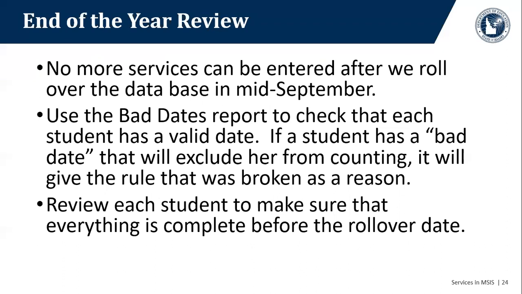So again, this is something where in an emergency, you could call Julissa and she could help make those corrections, but it's better not to have to do that. It gets very confusing. So we really want to make every attempt to do an end of the year review. You're going to use your bad dates report to check that each student has a valid date. If a student has a bad date, that will exclude her from counting with the powers that be that give us our funding, it will give you the rule that was broken.